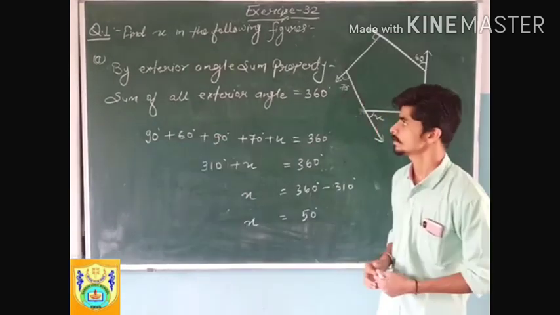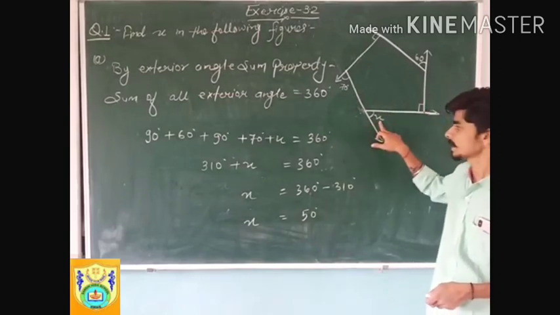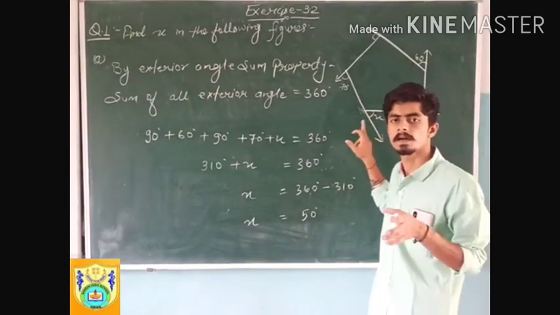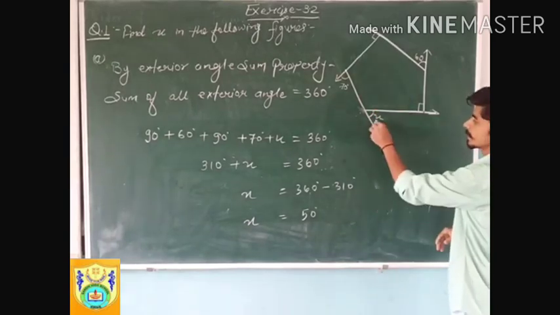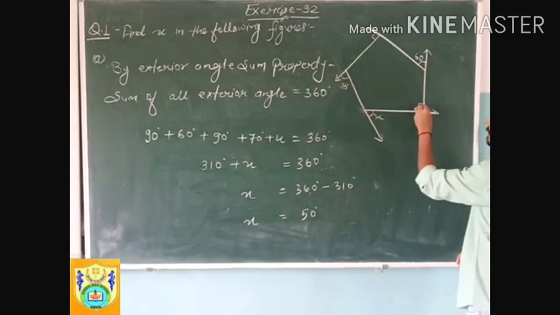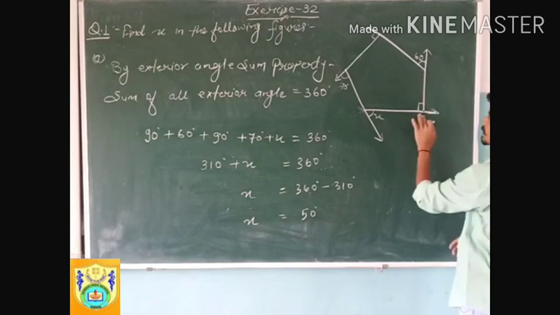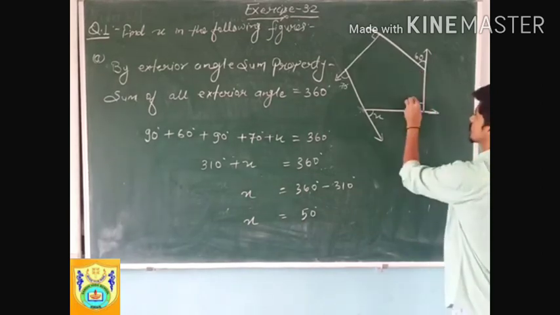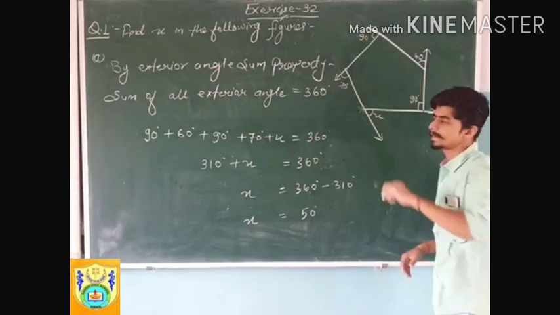The next question: here also we have to find the exterior angle x. We have to find the value of x in this figure, and we can see that the angles are 60 degrees, 70 degrees, and here is the notation of a right angle because an L is being made here. So this is equal to 90 degrees, and similarly this is also equal to 90 degrees.